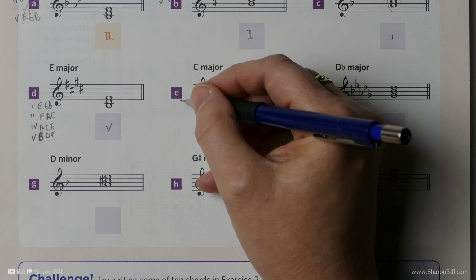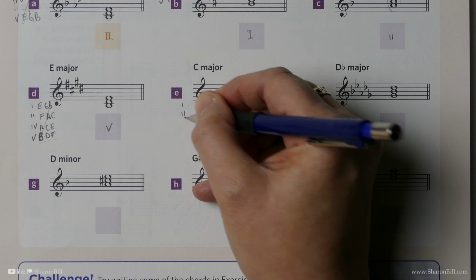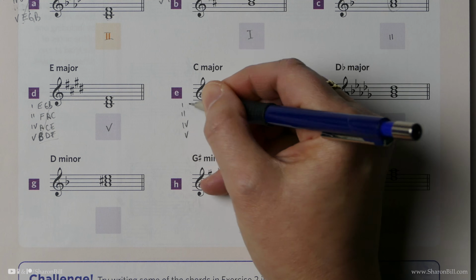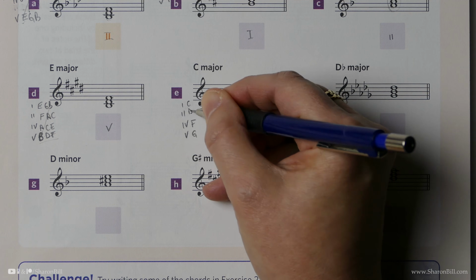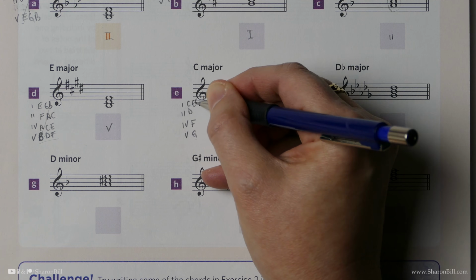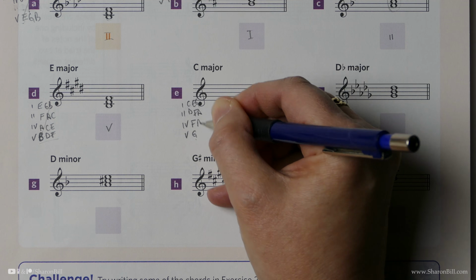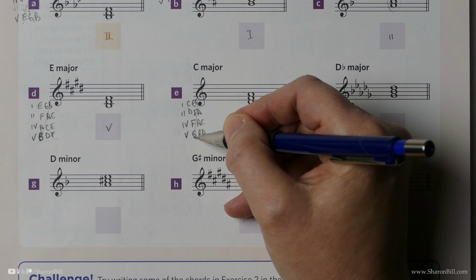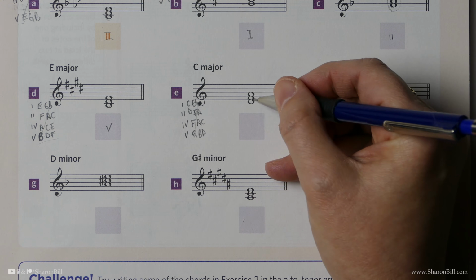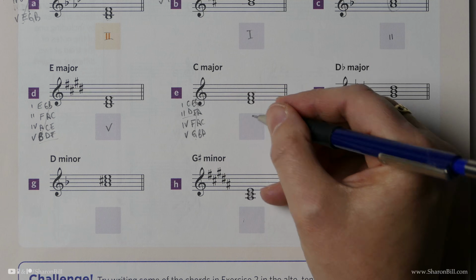So here we have chords 1, 2, 4 and 5 to choose from. We're in C major, C, D, E, F, G are our root notes for those chords. C, E, G, D, F, A, F, A, C, G, B, D. There's our 5 sort of checkpoint. We have notes D, F, A. That gives us chord 2.